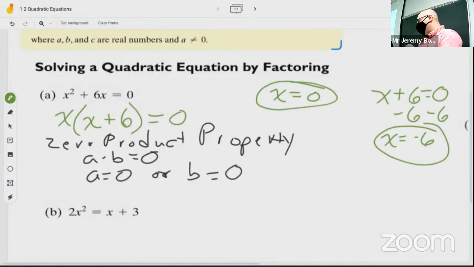So let's talk about how these answers can be written. There's a few different ways to write this. You may see different ones in my math lab. You could just say, well, x is equal to 0 or -6. x is equal to 0, -6.